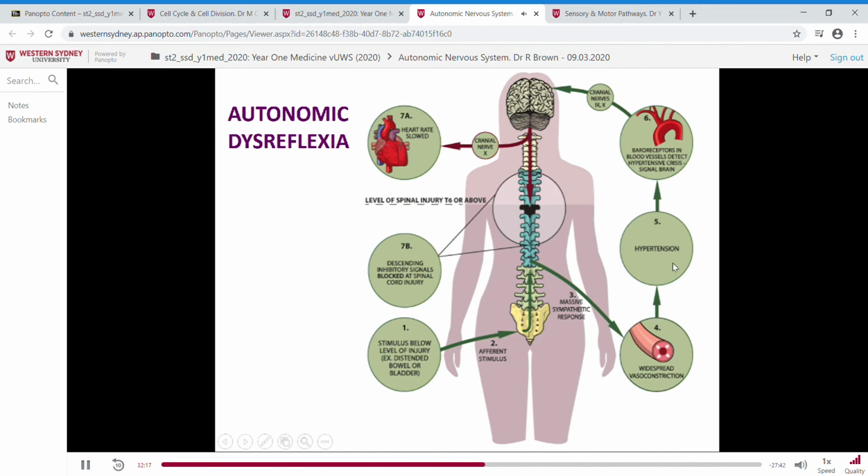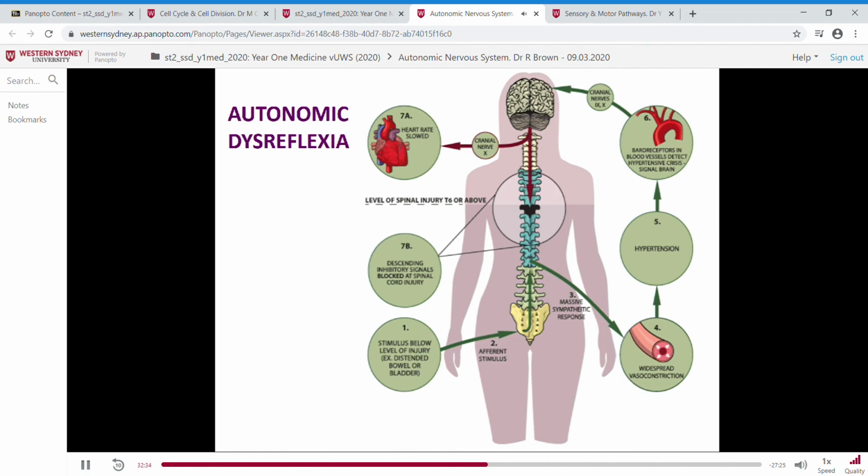Have we heard of baroreceptors? We haven't heard of baroreceptors? No? Okay, you'll learn about those this week. You'll have a homeostasis and a blood pressure lecture and a thermoregulation lecture.